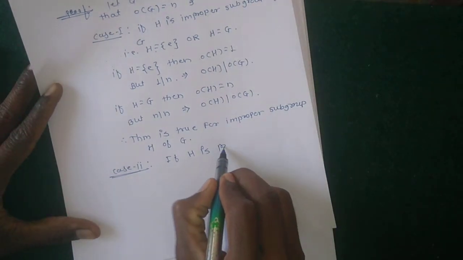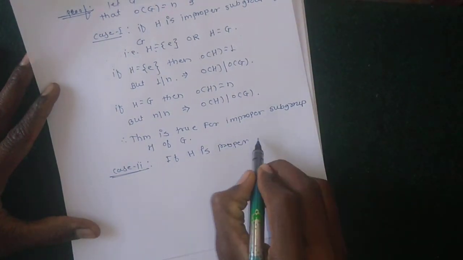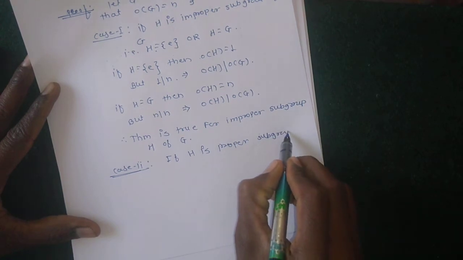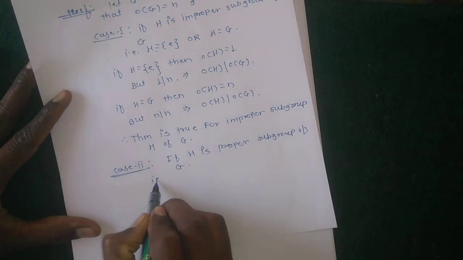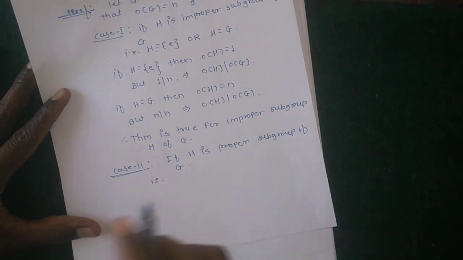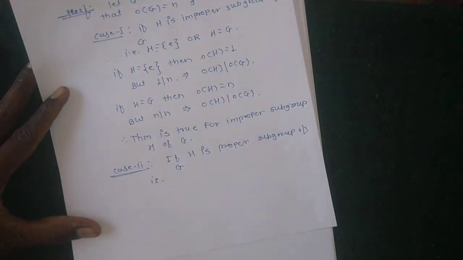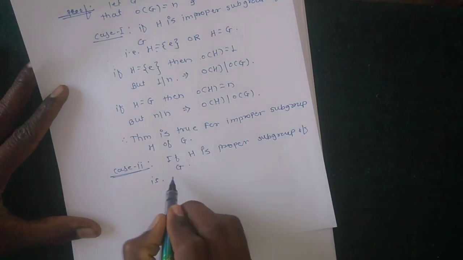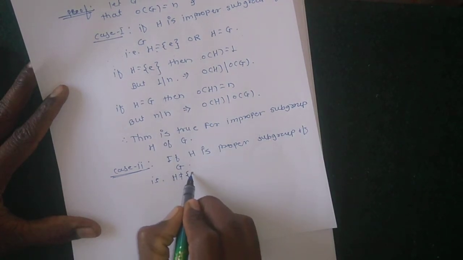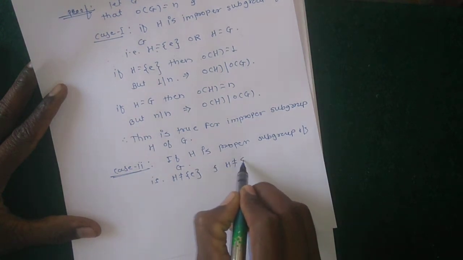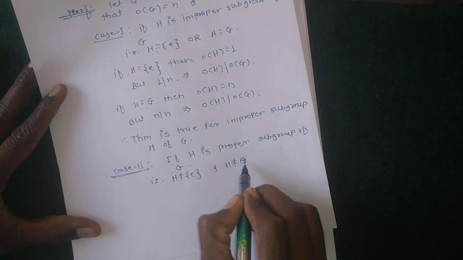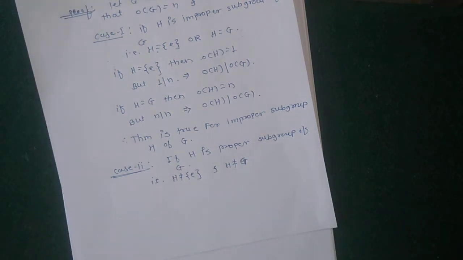If H is a proper subgroup of G, that means H is not equal to the identity and H is not equal to G itself. That is, H is not equal to the singleton identity and H is not equal to G. So how do we prove that the order of H divides the order of G?